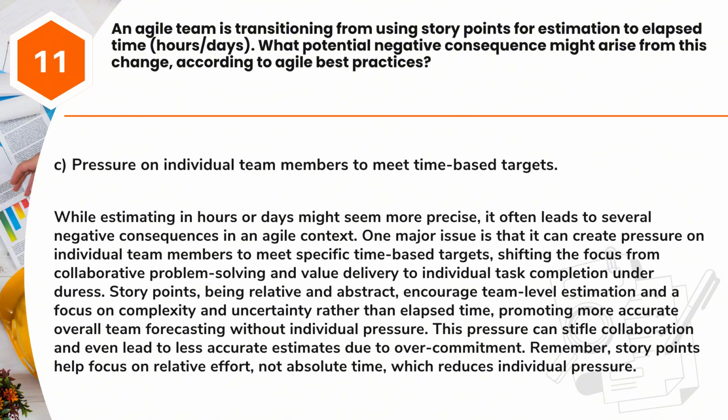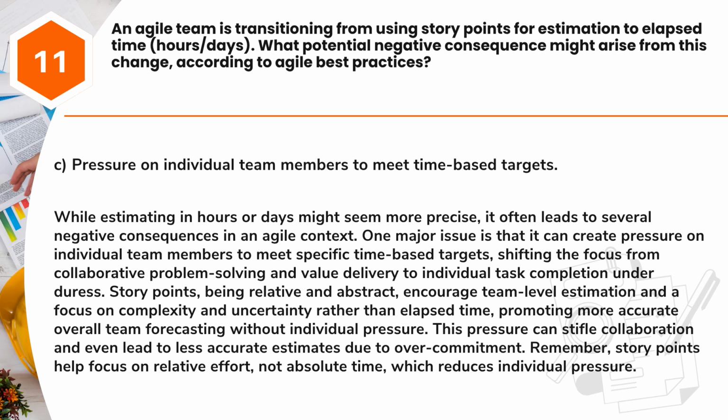Answer: C. Pressure on individual team members to meet time-based targets. While estimating in hours or days might seem more precise, it often leads to several negative consequences in an Agile context. One major issue is that it can create pressure on individual team members to meet specific time-based targets, shifting the focus from collaborative problem-solving and value delivery to individual task completion under duress.